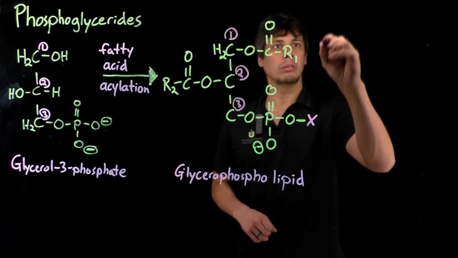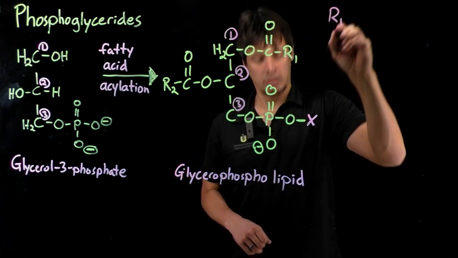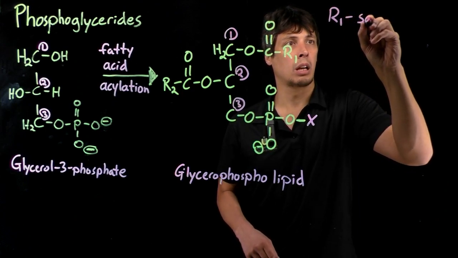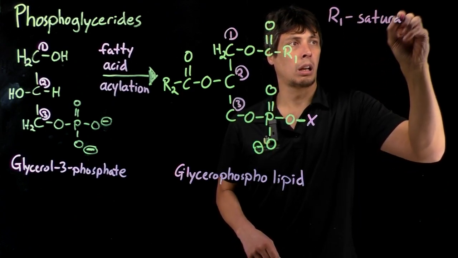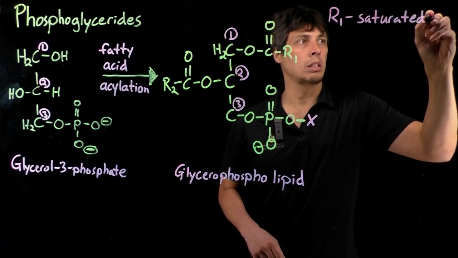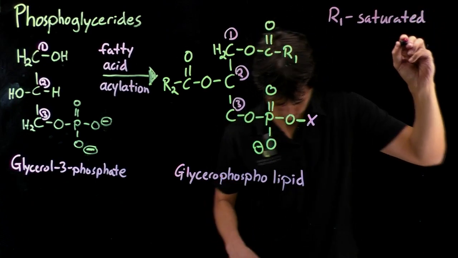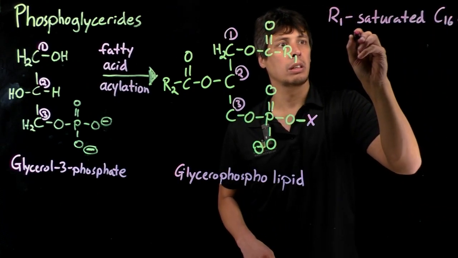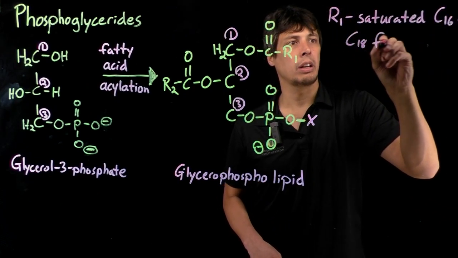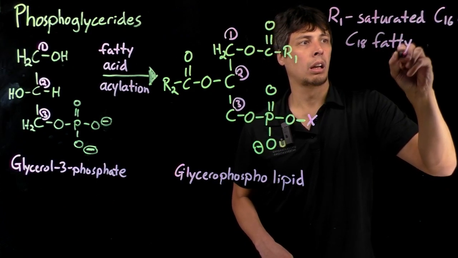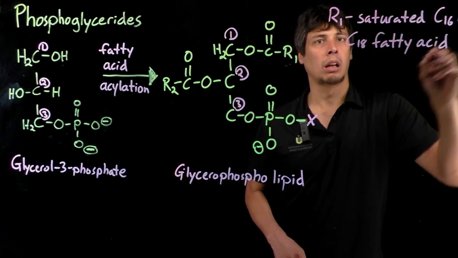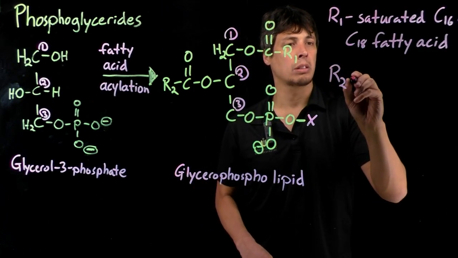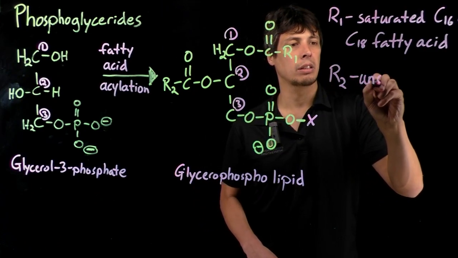And so R1 is typically saturated C16 or C18 fatty acid. R2 is typically some sort of unsaturated fatty acid.